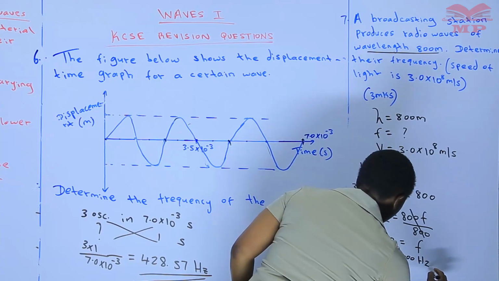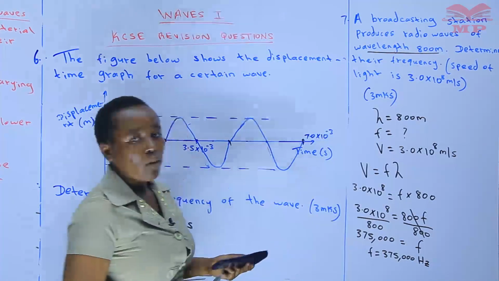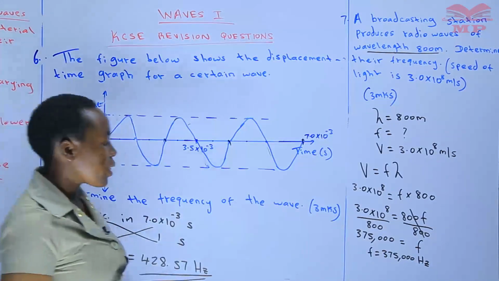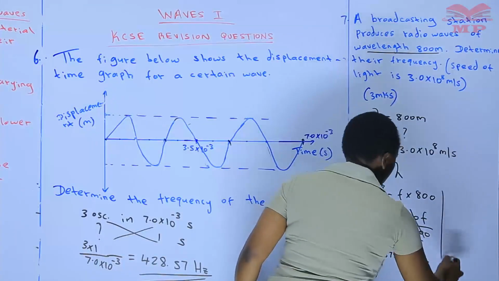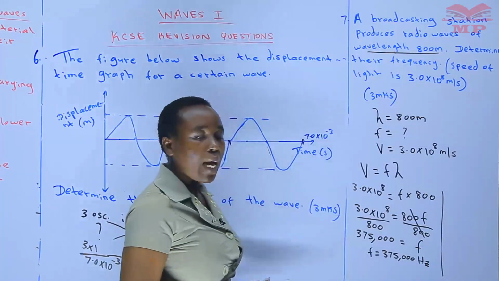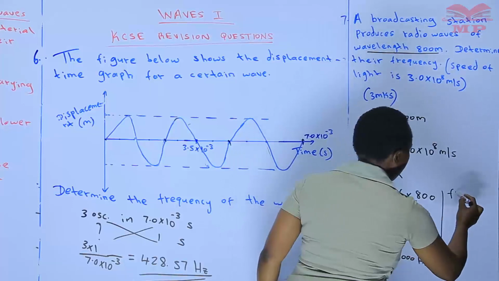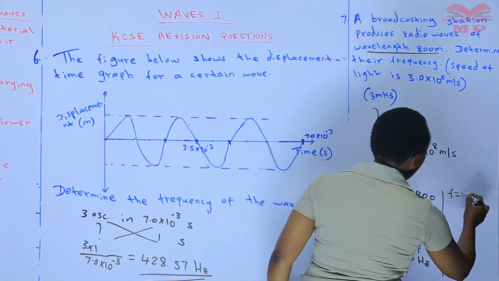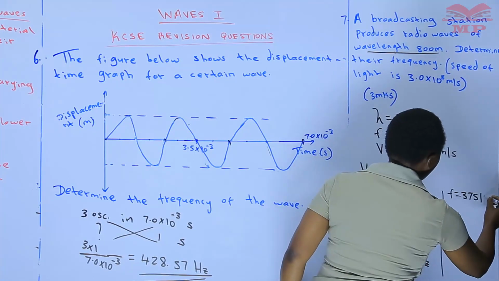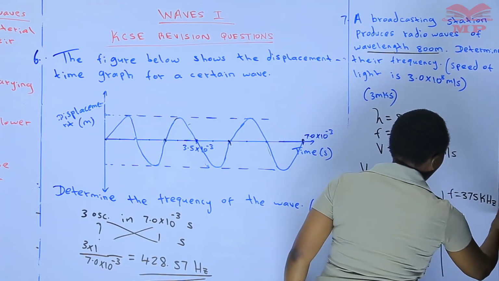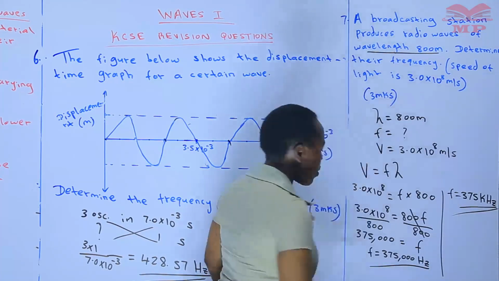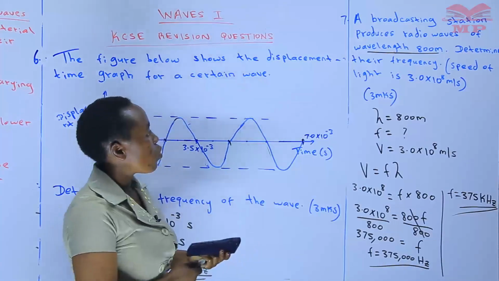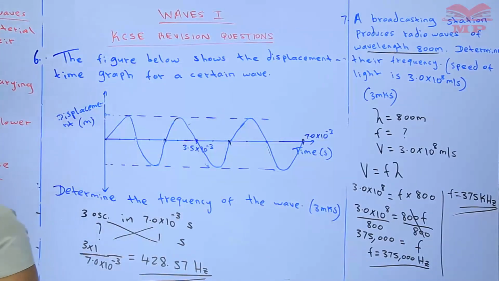And therefore we can say our frequency is 375,000 hertz. We can convert it into kilohertz, whereby 1,000 hertz make 1 kilohertz, and therefore we can say it is equal to 375,000 all over 1,000, which is 375 kilohertz. So that is the frequency of those radio waves.